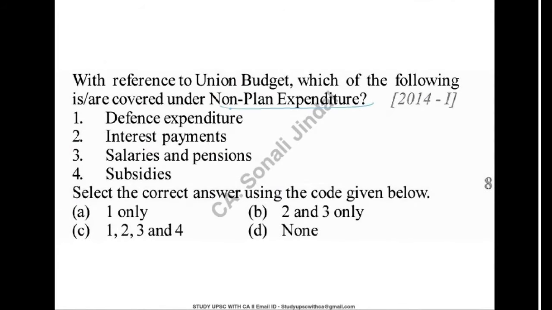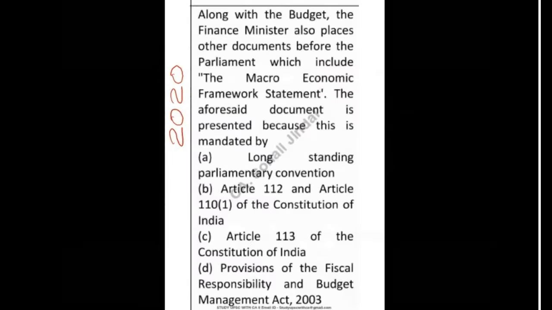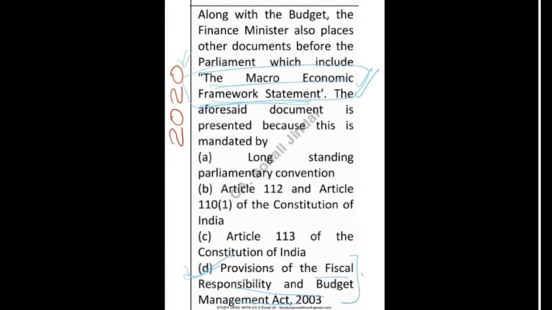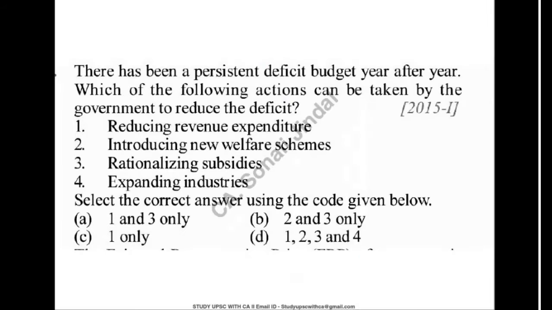Next question: with reference to the Union Budget, which of the following is covered under non-planned expenditure? Now this distinction is not made between planned expenditure and non-planned expenditure. Earlier it was there, and these all four were part of non-planned expenditure. Along with the budget, the finance minister also places other documents before Parliament, which include the macroeconomic framework statement. This is under the provisions of the FRBM Act. This question was asked in 2020, so this shows the FRBM Act is important to be done.